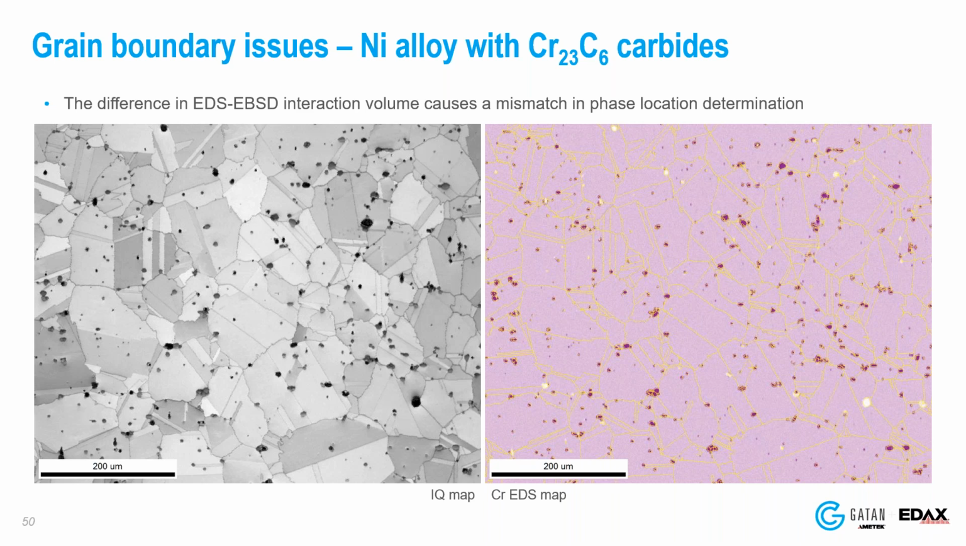EDS data comes from a much larger interaction volume than EBSD data. So if you have small grains, your EDS information comes from a larger area. So there's a mismatch in the positioning when you use the chemical data. Here I have an IQ map of a nickel alloy with chromium carbides, and here on the right-hand side is the chromium map.